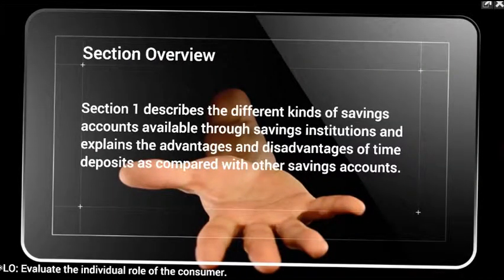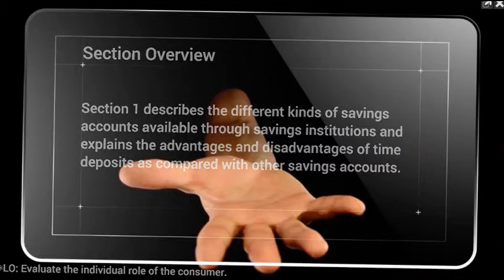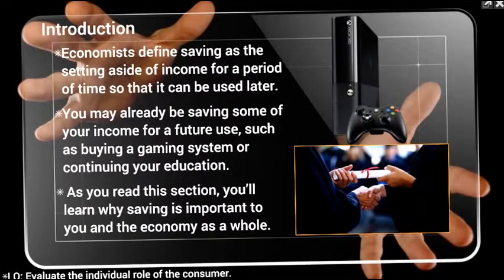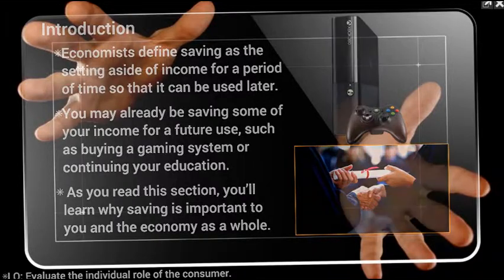Section 1 describes the different kinds of savings accounts available through savings institutions and explains the advantages and disadvantages of time deposits as compared to other savings accounts. Economists define saving as the setting aside of income for a period of time so that it can be used later. You may already be saving some of your income for a future use, such as buying a gaming system or continuing your education. As you read this section, you'll learn why saving is important to you and the economy as a whole.